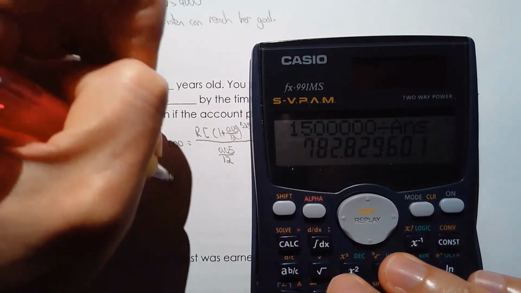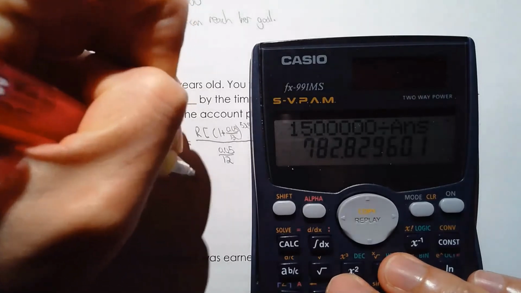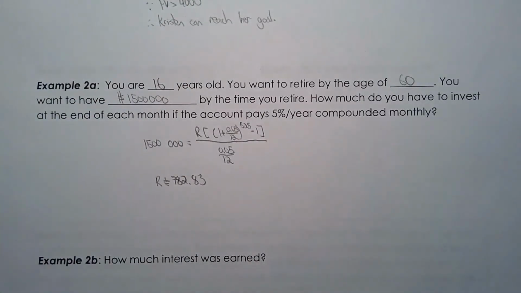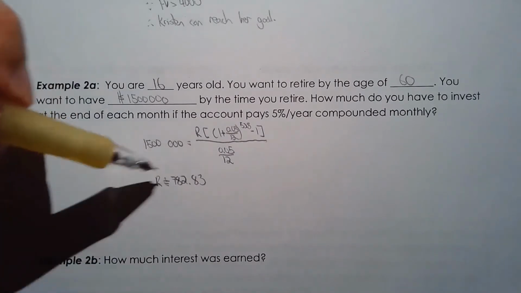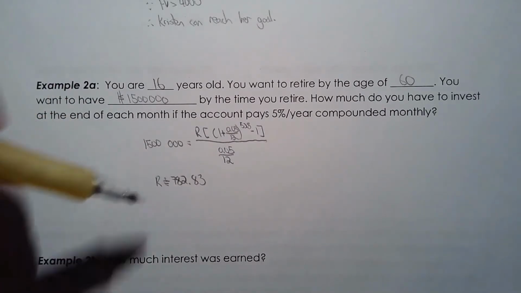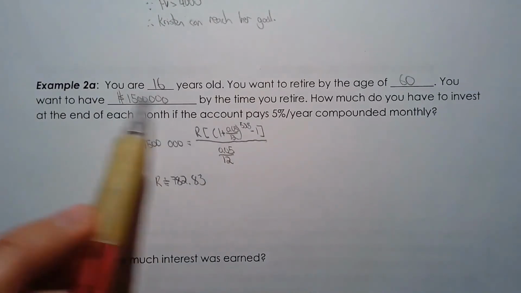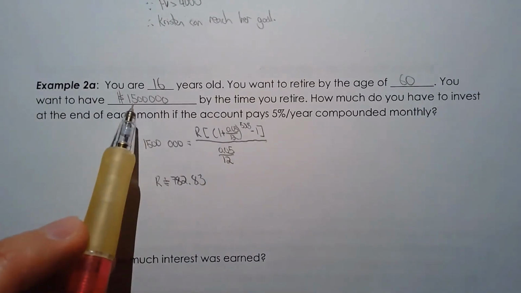Wow. $782 a month. If you think this is a very large amount, which it is, what you can do is retire later or decrease this number here, 1.5 million. Just retire with 1 million instead of 1.5. Or you can start younger.